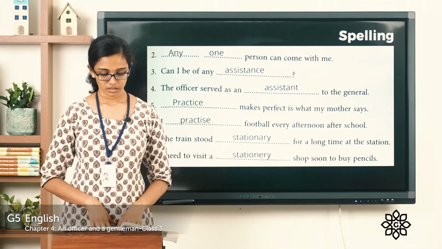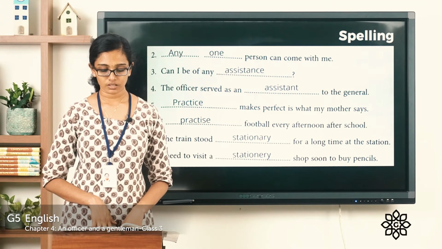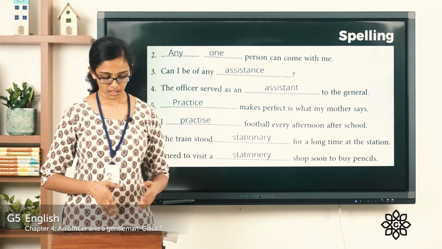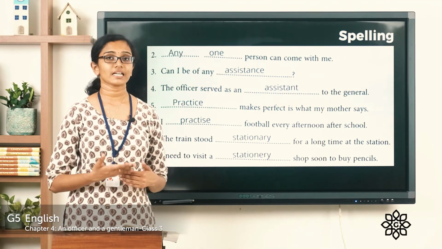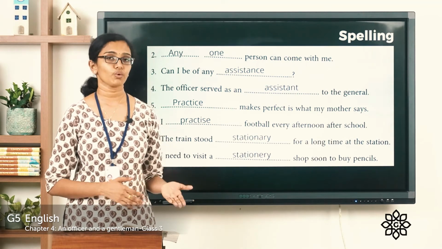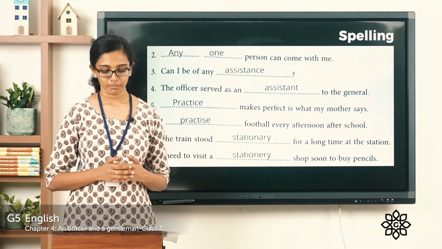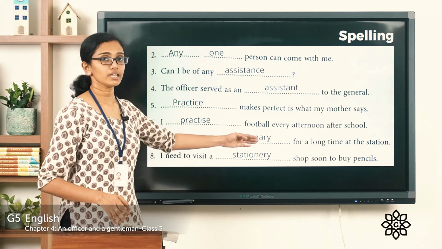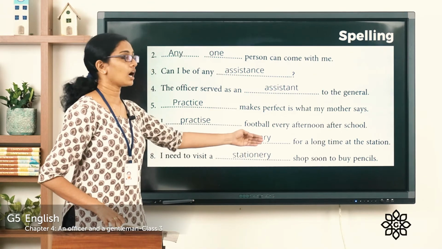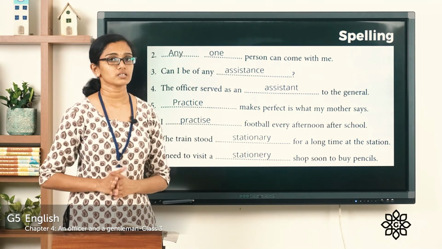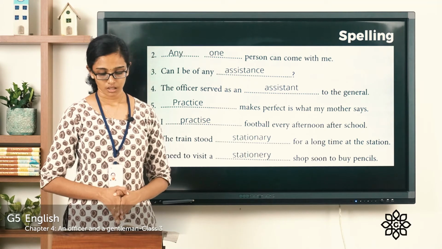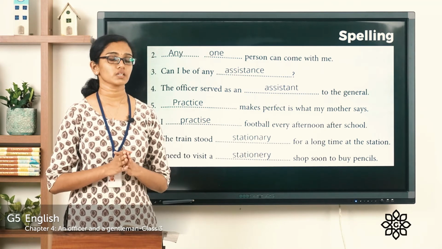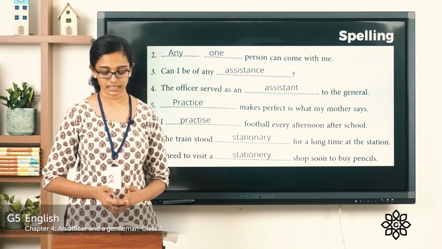Now, question number 7, the train stood dash for a long time at the station. You have the options stationary and stationery. Both these look and sound similar, but there is a clear difference in the meanings. The word stationary with the ending ARY means to stand still, not moving. So the train stood still, or the train stood stationary for a long time at the station.